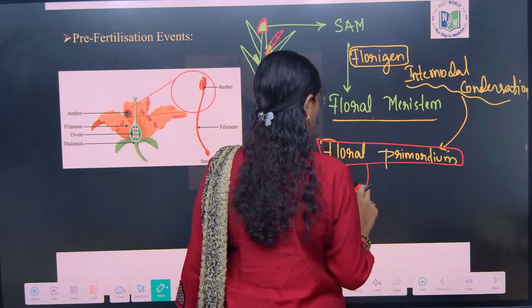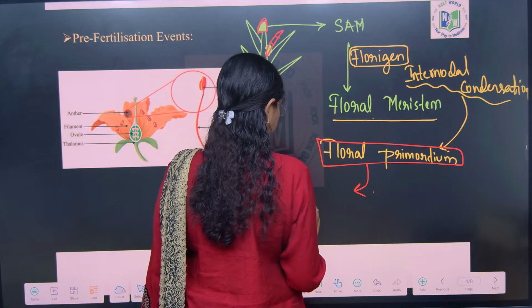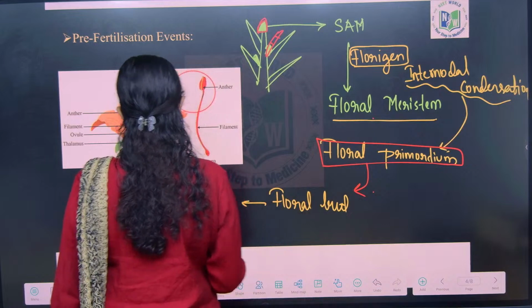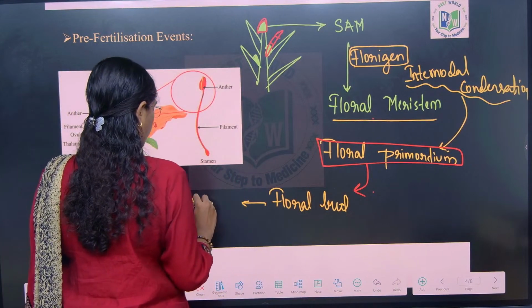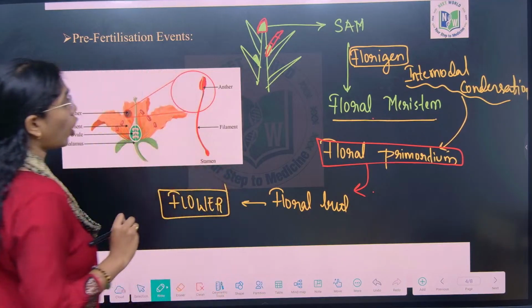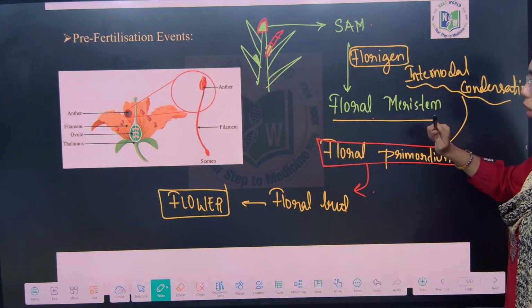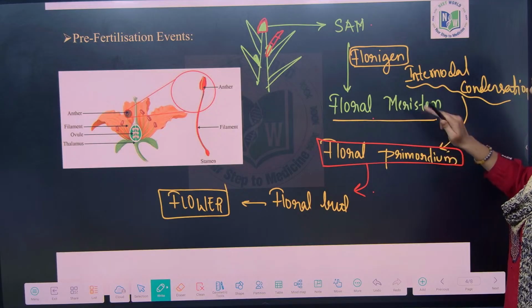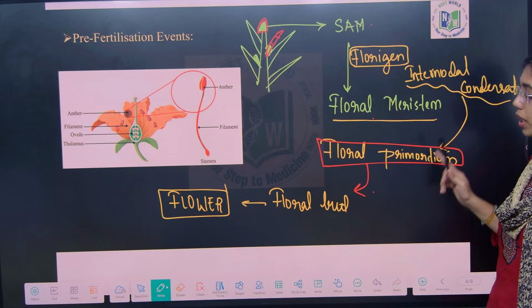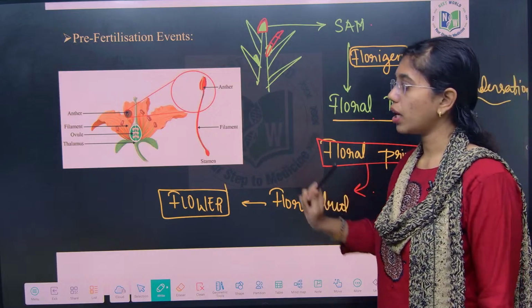From the floral primordium, this forms a floral bud, and then the floral bud matures to a flower. Got it? So, here the shoot apical meristem, with the action of the hypothetical hormone florigen, turns to a floral meristem. Then via internodal condensation, reduction in the length of the internodes, this turns out to be a floral primordium, then it matures to a floral bud, and lastly a flower is formed.